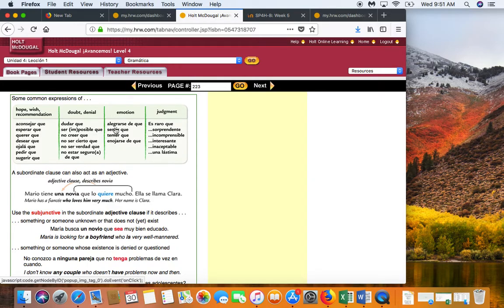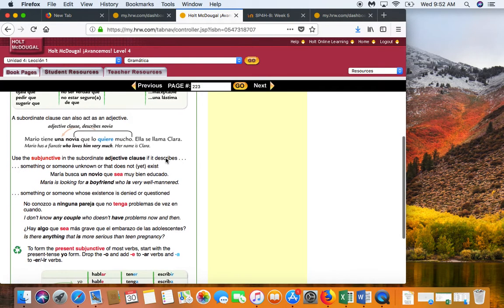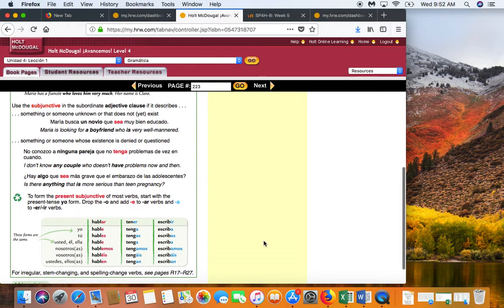Emotion, all right, the first verb, which is this one, has to be in present tense, and after que, subjunctive. And judgment, which is raro que, sorprendente, incomprensible, interesante, inaceptable, una lástima. You have to use subjunctive after que.